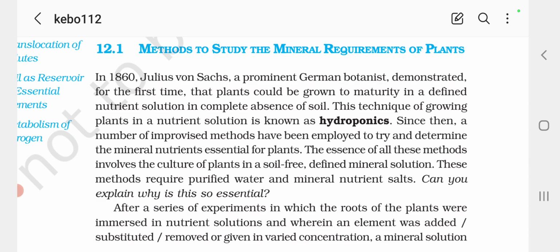In 1860, Julius von Sachs, a prominent German botanist, demonstrated for the first time that plants could be grown to maturity in a defined nutrient solution in complete absence of soil. This technique of growing plants in a nutrient solution is known as hydroponics. Since then, a number of improvised methods have been employed to try and determine the mineral nutrition essential for plants.